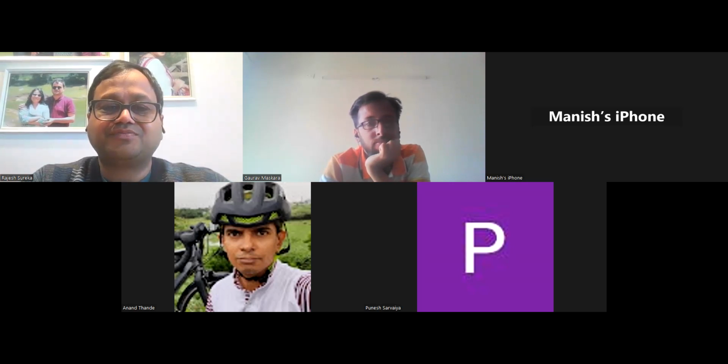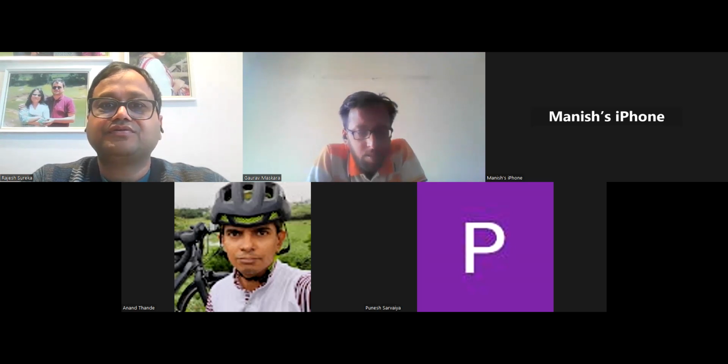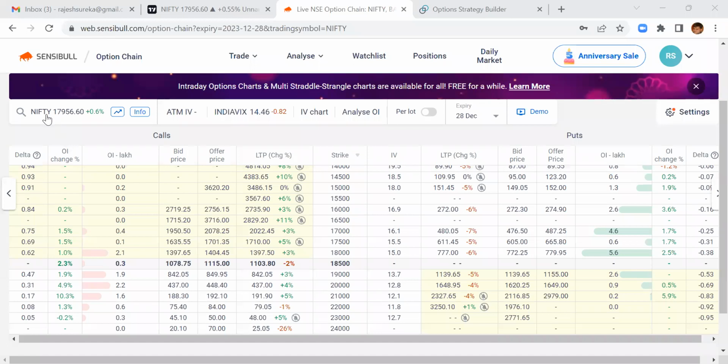Okay, I'll just show you an option chain, how an option chain looks, and I'll also explain what an option chain is. So you can see the option chain, I have opened it here. For Nifty, you can get the basic option chain for free, and you can get it on the NSE website also. So this is Nifty's option chain.